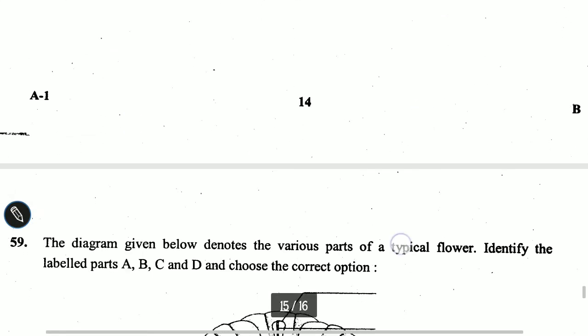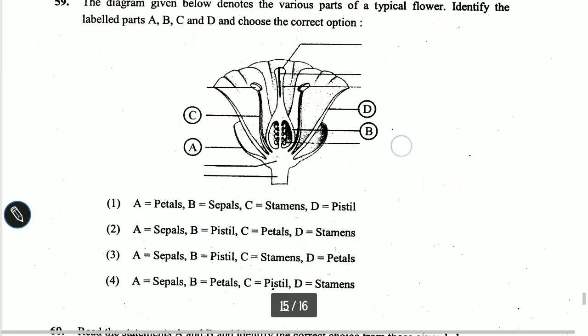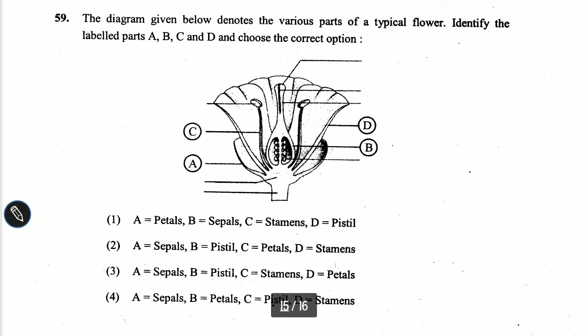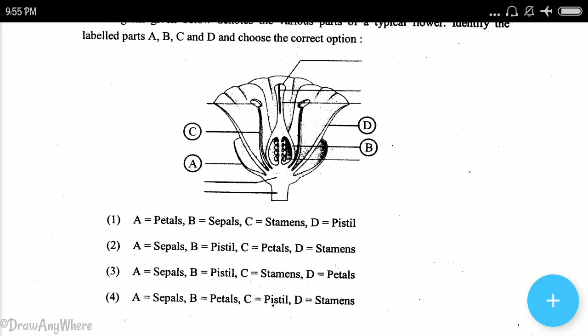Now coming to the next question, the diagram. See here the diagram, very easy. What is the labeling? Just answer the question here. See, A is sepal, you all can see this is sepal. And D is petal here, so this is D petal, and B is actually pistil, and C is stamen. So here the answer will be the third one.